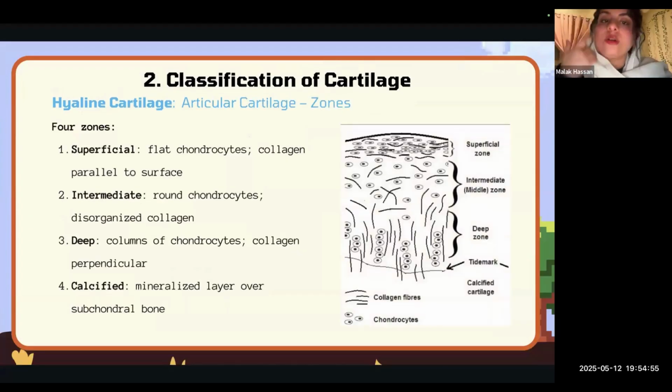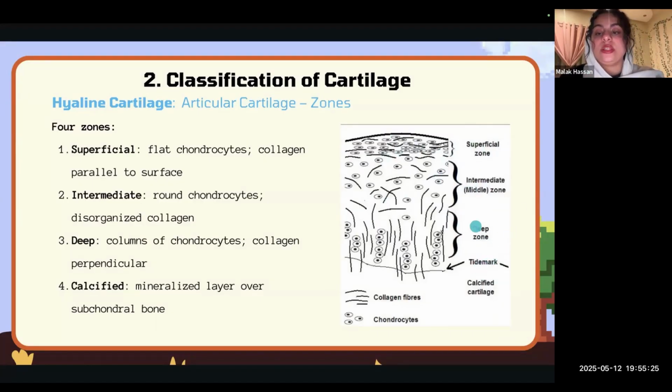All right. Now, what are the zones of articular cartilage? If we look at articular cartilage, there are four zones, okay? You have the superficial zone, which is made up of flat chondrocytes, okay? And the collagen is going to be parallel to the surface. So it's superficial, it makes sense that everything is going to be flat, right? It's closest to the friction. Then you have the intermediate zone. The chondrocytes are going to be a little bit more round, and the collagen is going to be kind of all over the place. It's going to be disorganized.